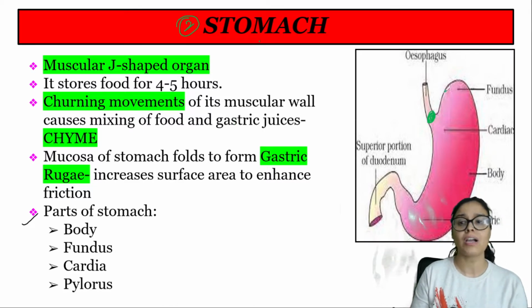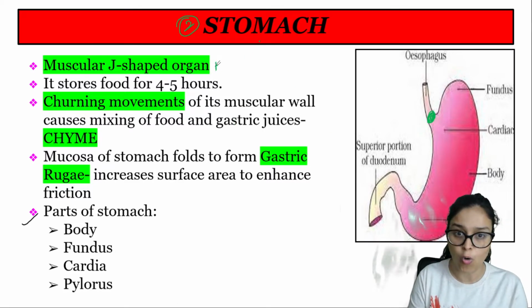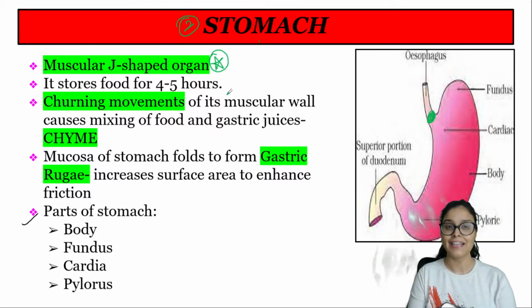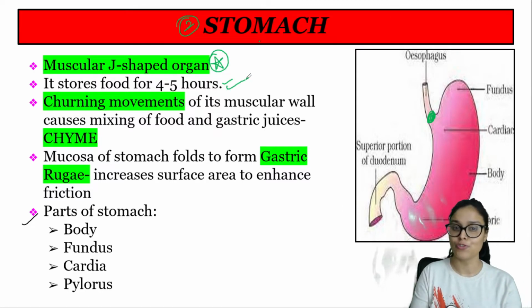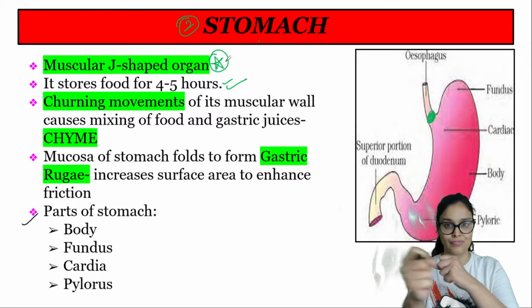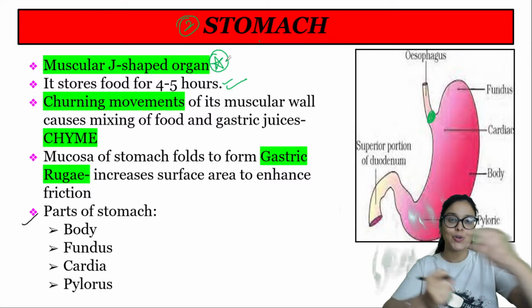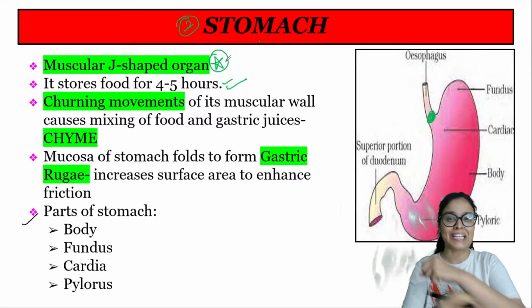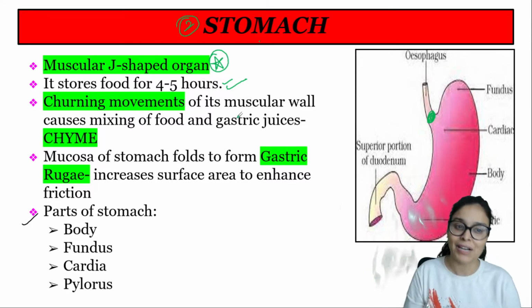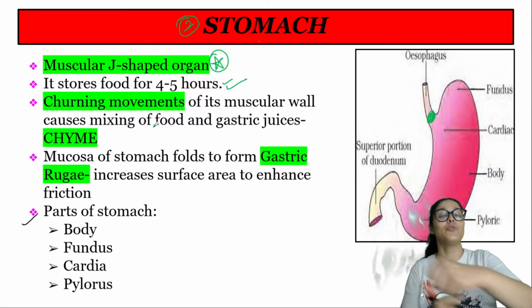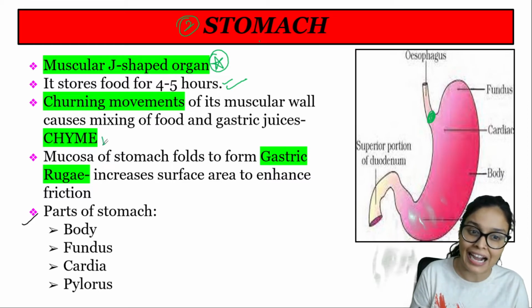Now, when we talk about stomach, it is a J-shaped organ, very important for NEET. It temporarily stores food for 4 to 5 hours, and because of the stomach muscle, churning of food will happen. Churning means चक्की पिसने वाली है stomach में. Muscular wall causes mixing of the food and gastric juice and forms chyme here.